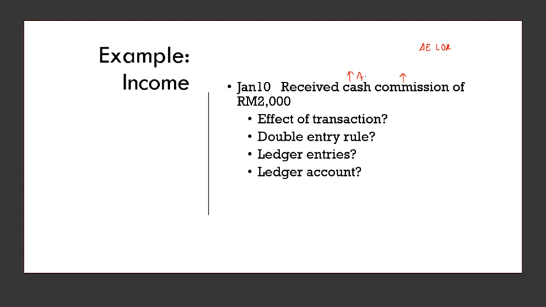Cash is your asset. How about commission? Commission is your revenue. Income. Okay, commission income. So when assets increase, you will debit the cash. When revenue increases, you will credit. So credit commission income for 2,000. Okay, 2,000.